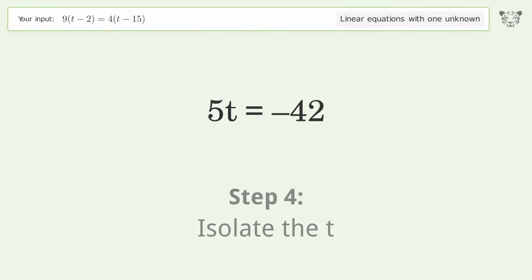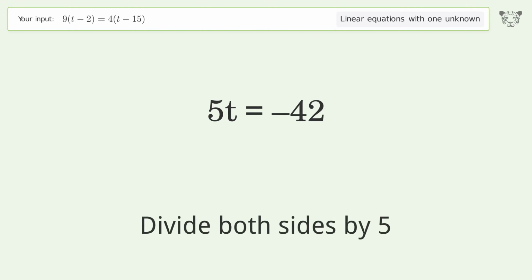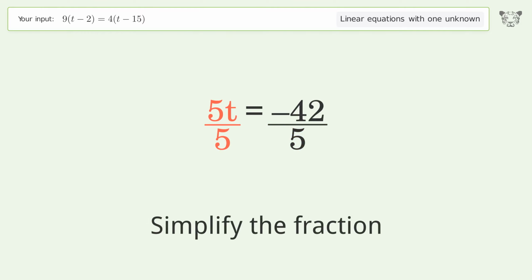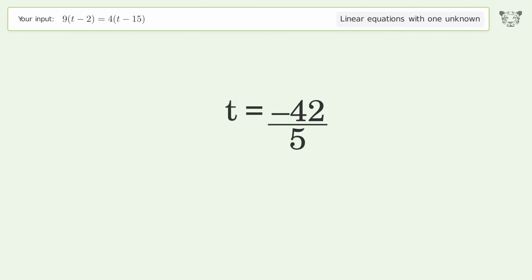Isolate the t. Divide both sides by 5. Simplify the fraction. And so the final result is t equals -42/5.